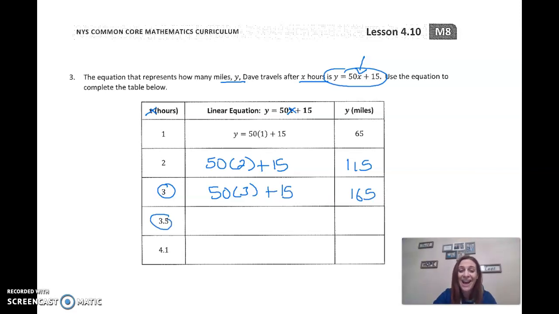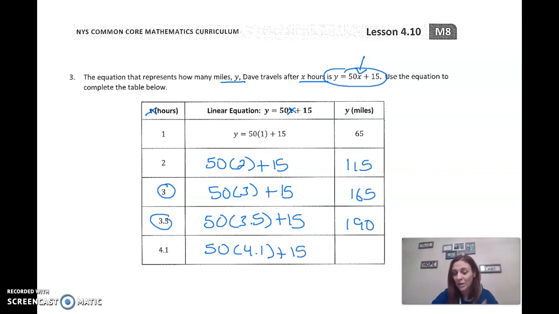We can do it for halves, for decimals, right? We can go 50 times 3.5. Put that in a calculator, add 15 to it. We would travel 190 miles. 4.1, no problem. Whatever the number of hours is, you just have to plug it into the formula that we came up with, and it'll tell you the number of miles. So that's the power of coming up with an equation that we can use for future values.